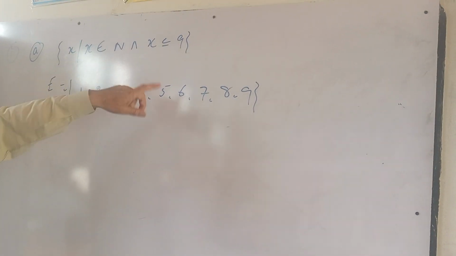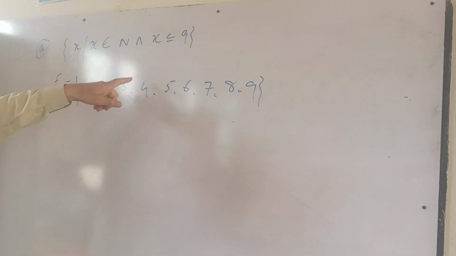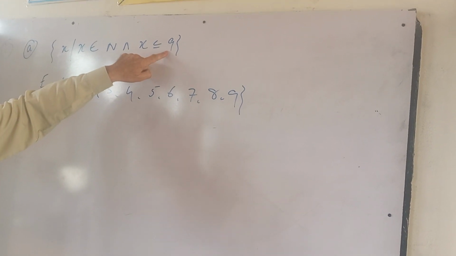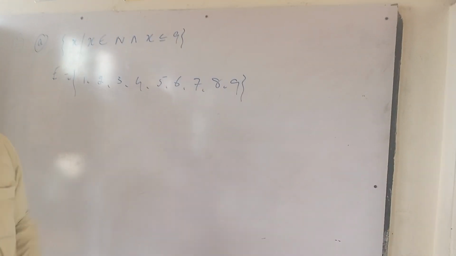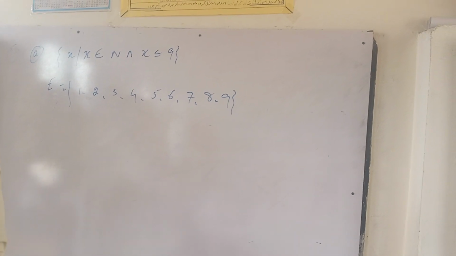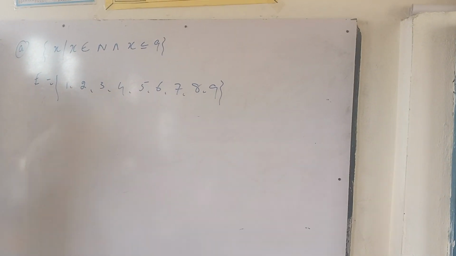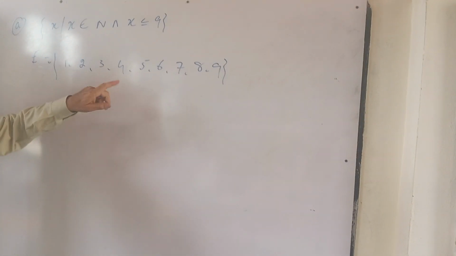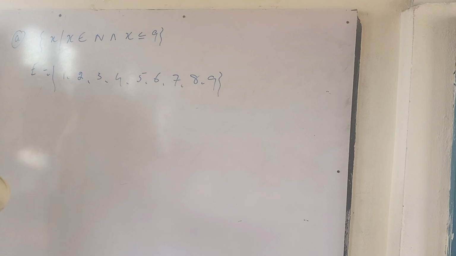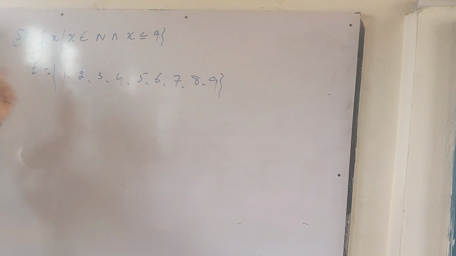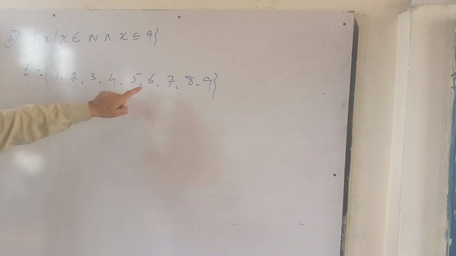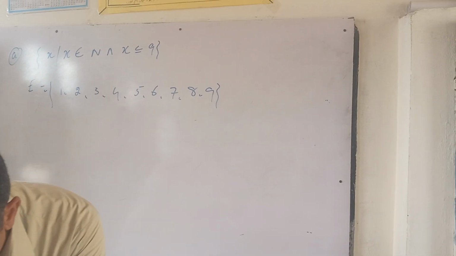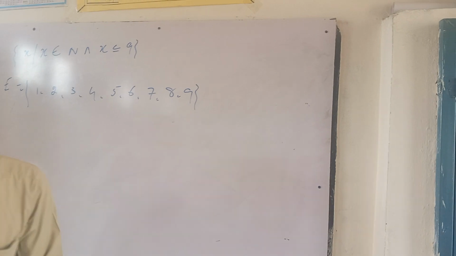In the statement, it has been referred that x contains 9 and smaller than 9. The set of natural numbers which is equal to 9 or smaller than 9 are 1, 2, 3, 4, 5, 6, 7, 8, and 9.